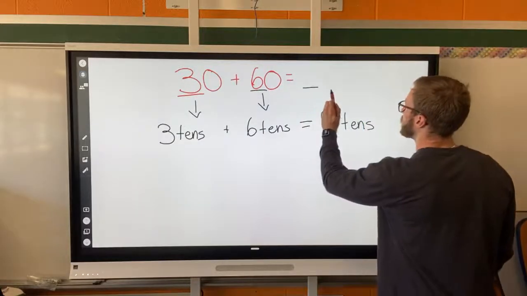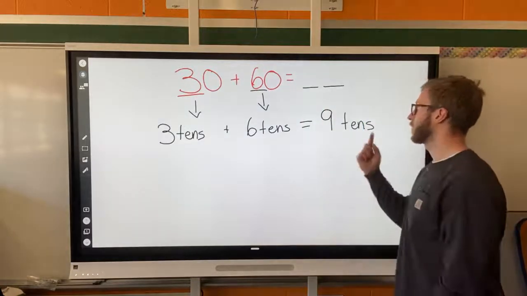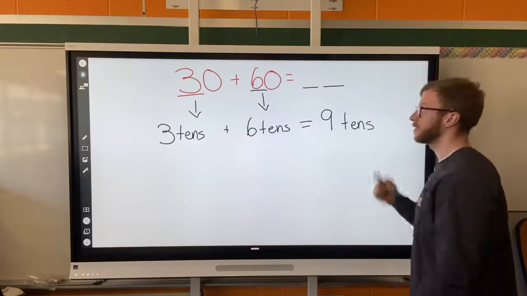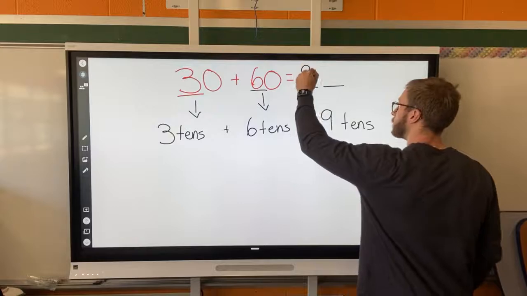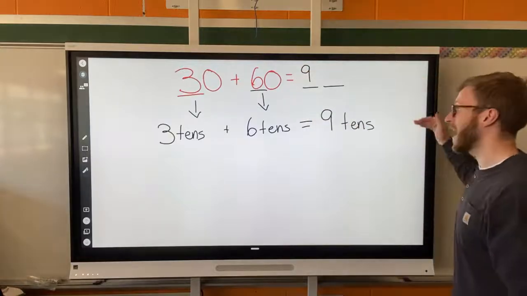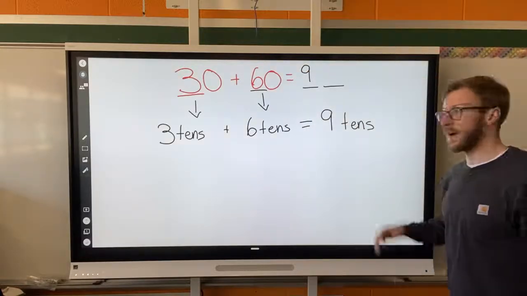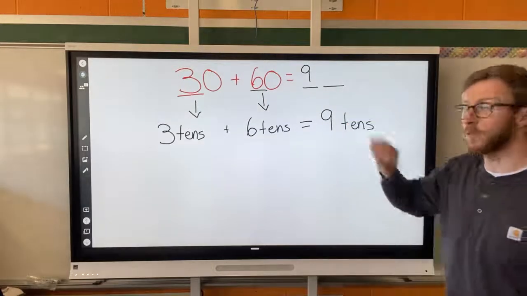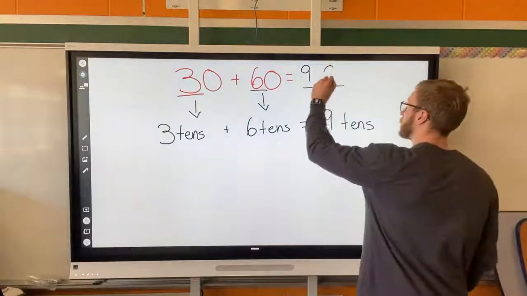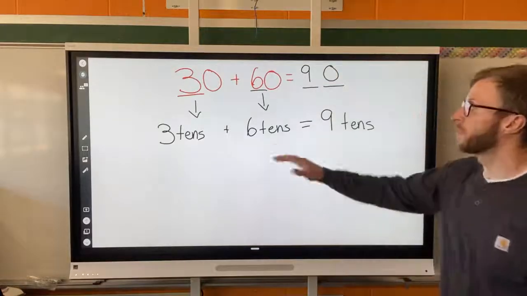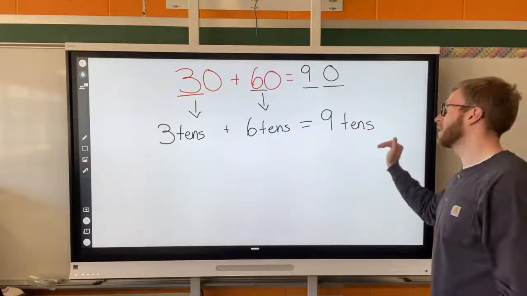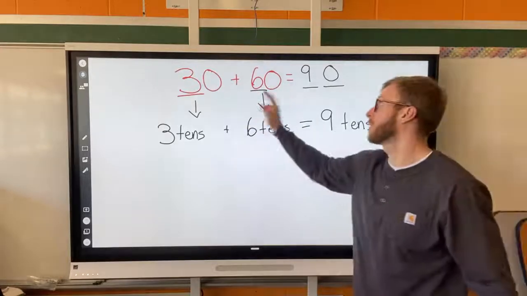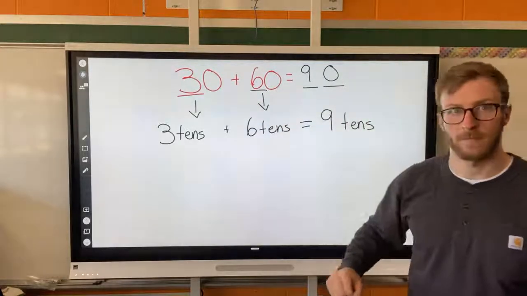So here are my place values. My tens place, my ones place. How many tens do we have? 9 tens. So we write a 9. Do I have any ones? If I don't write any ones or tell me how many ones I have, we assume that we have 0 ones. So 3 tens plus 6 tens equals 9 tens, and 9 tens equals 90. So 30 plus 60 equals 90.